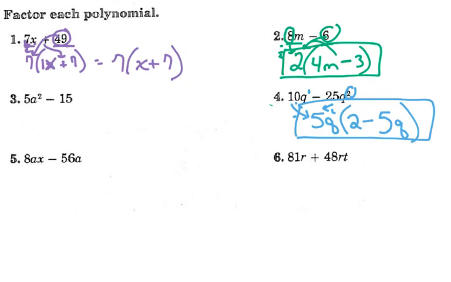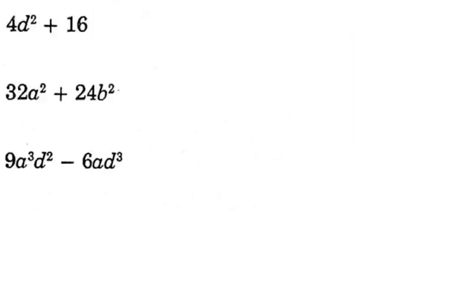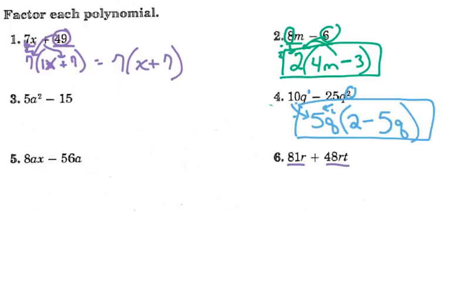So looking at number 6, I've got 81r and 48rt. All right, so using my Desmos calculator, I'll show you how to do that in another lesson. But I can find the GCF is 3, so I'm going to take a 3 out. And looking at my letters, I've got an r in both of them, so I'm going to take an r out of both of them as well. So now I start my parenthesis. I'm going to take a 3r out, start my parenthesis.